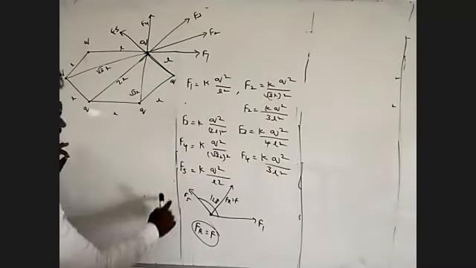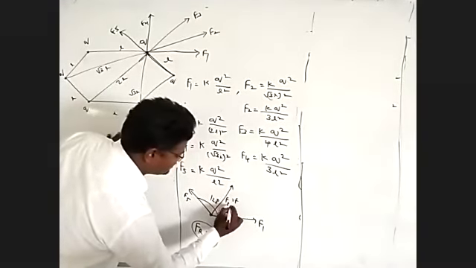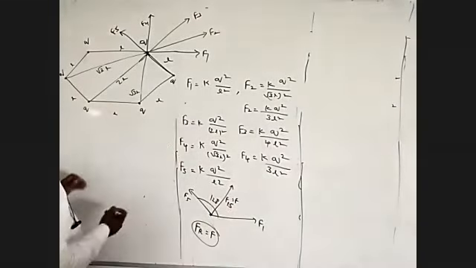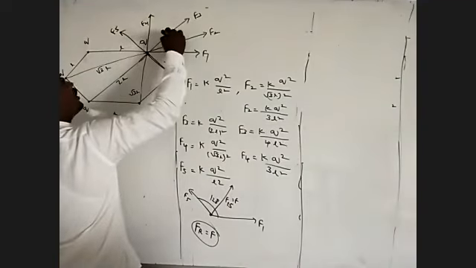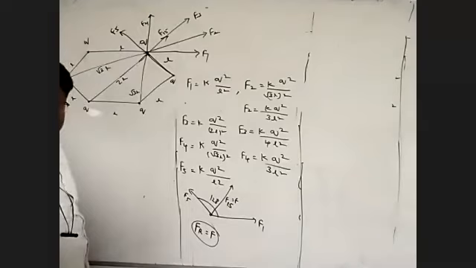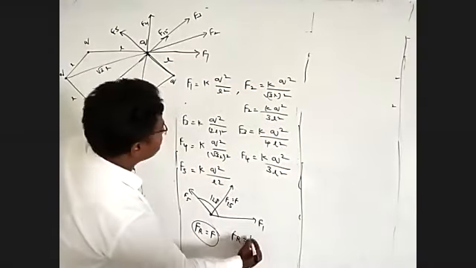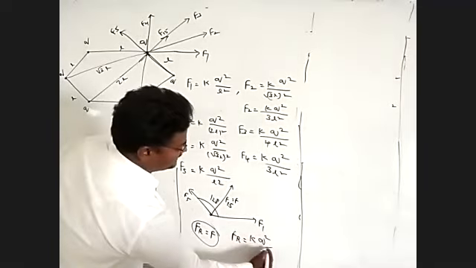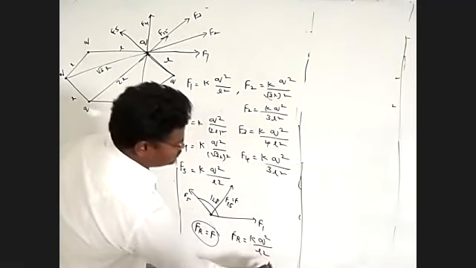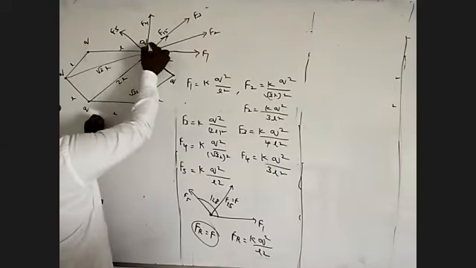Now, what is the meaning of this? The resultant force, I'm going to write as F15. F15 is along which direction? F15 is along the F3 direction. F4 is equal to F5, which means you can write K into Q squared by L squared. That is your answer.